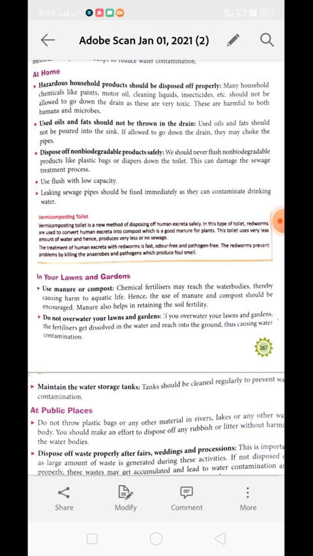Next is to dispose of non-biodegradable products safely. We should never flush non-biodegradable products like plastic bags or diapers down the toilet. This can lead to damage of the sewer system plant. The sewage system plant can get damaged because these substances are not biodegradable in nature. They will choke the pipes. Now next is to use a flush with low capacity. An ultra low capacity flush should be used so that less water is used.